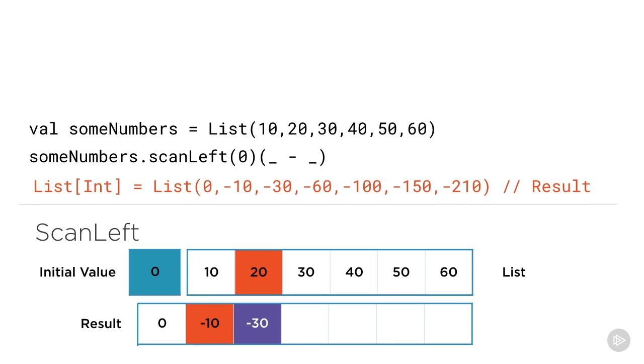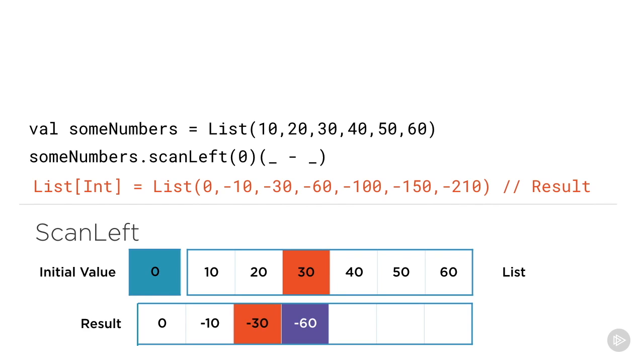Next up is minus 10 minus 20, which yields minus 30. Minus 30 minus 30 yields minus 60. The process continues until we reach the end of the list.